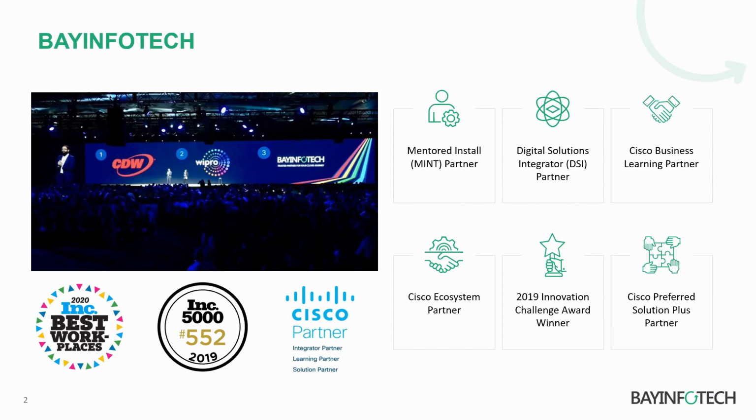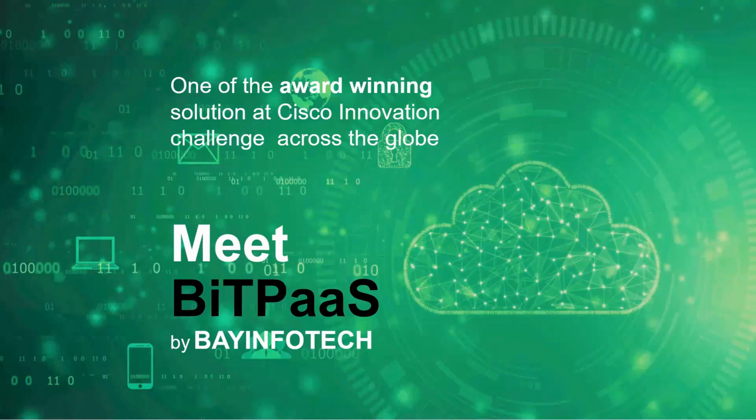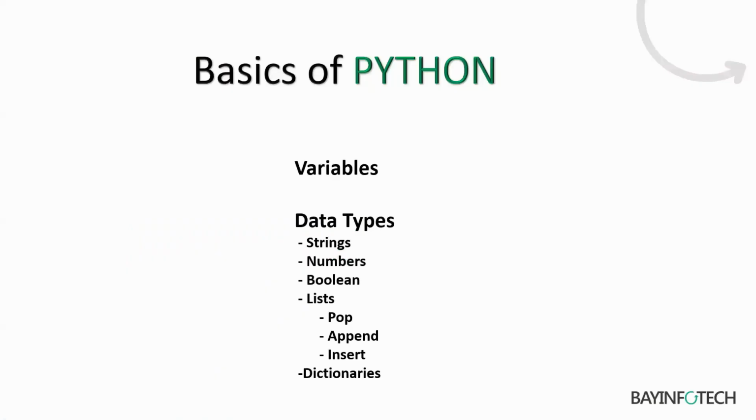Let's begin by giving you a quick overview of what you will learn about using variables and data types in Python. In the basics of Python, we're going to look at how we use variables and the different data types you can see here: strings, numbers, Boolean, lists, and functions within lists being pop, append, insert, and the final one would be dictionaries.